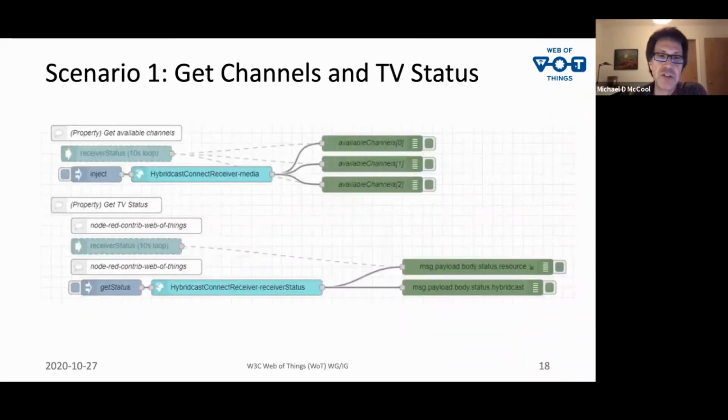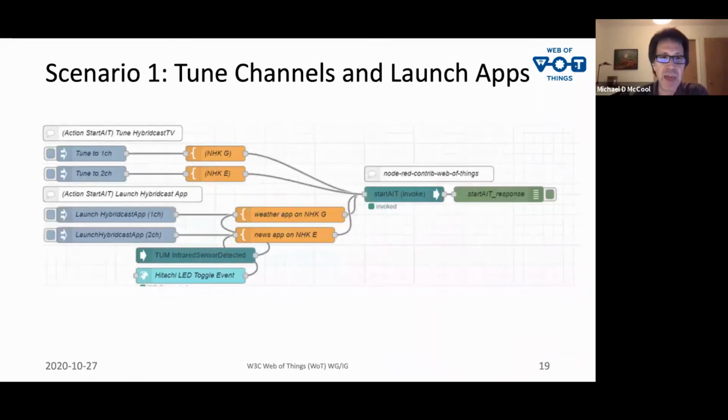So here's the first scenario, just controlling a channel. So first of all, you can get the channels that are available from the receiver. You can get the current status of the TV. Is it on? Is it using hybridcast? And then you can send a command to the television to select a channel. You could also select instead a hybridcast application. So for example, you might launch a weather app or a news app.